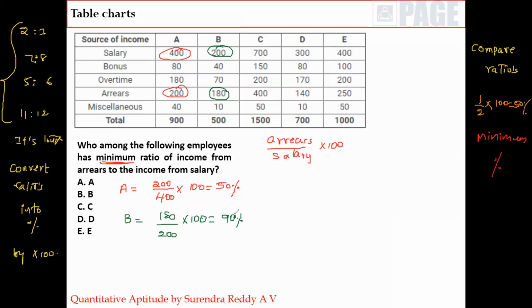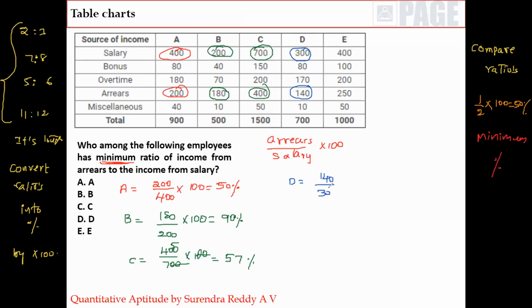What about person C? Arrears is 400, salary is 700. We'll do 400 by 700 into 100. Two zeros cancel. 7 5s are 35, 5 remainder. 7 7s are 49, approximately 57% above. Okay. Now what about person D? It is 140 out of 300, right?